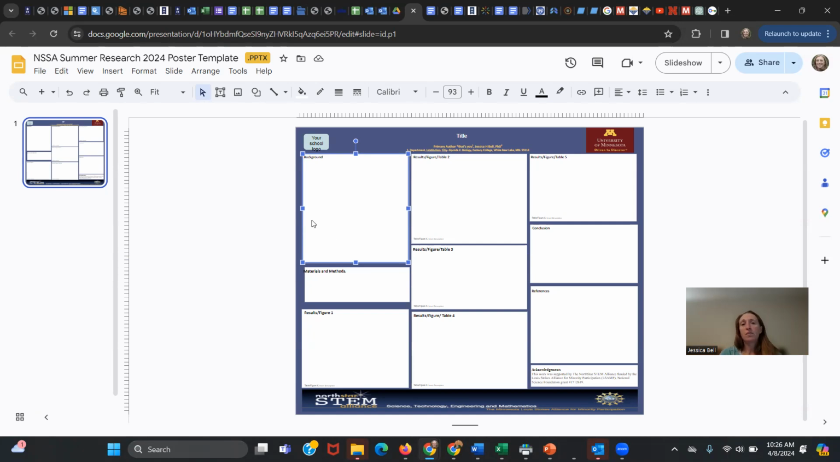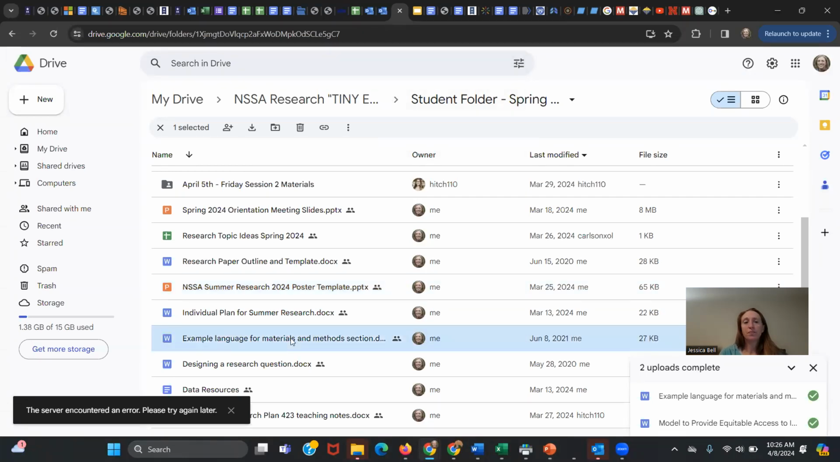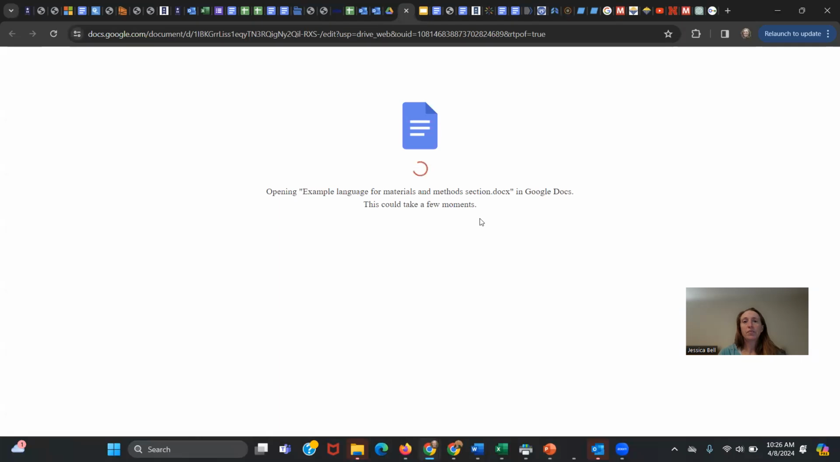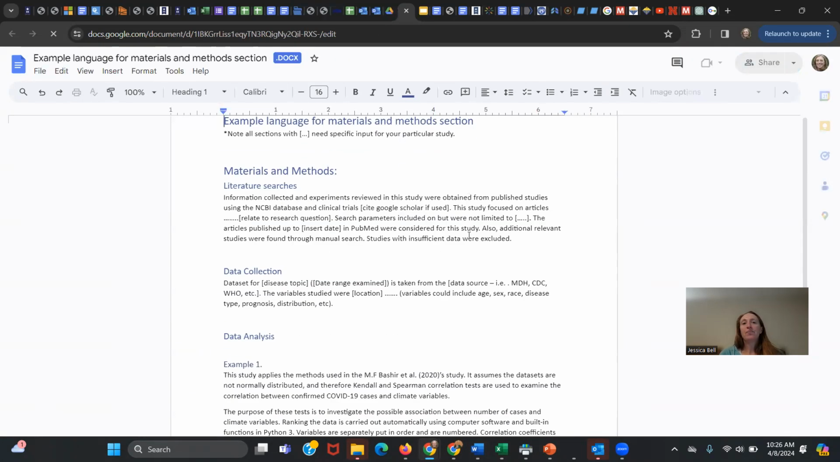And then we get to the materials and methods. So the question was about how to write it and the language to use. So I have uploaded an example language for the materials and methods section. Slowly. There we go. You may not need all of these sections. You will probably only need this part.